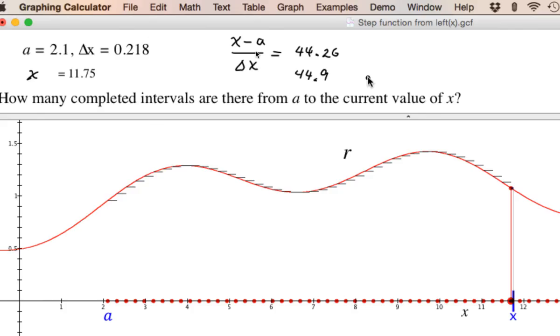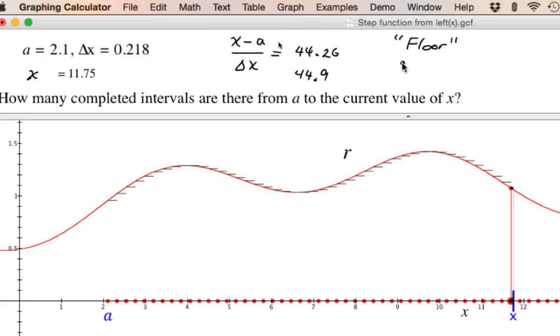And that's what we want. We don't want rounding, right? We don't want rounding here. We want the number of completed intervals to be the whole number part. And that is what operation? So this is the floor. Okay, so the floor does this very thing.